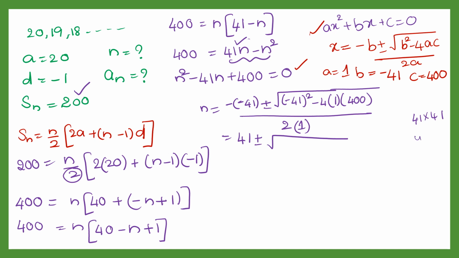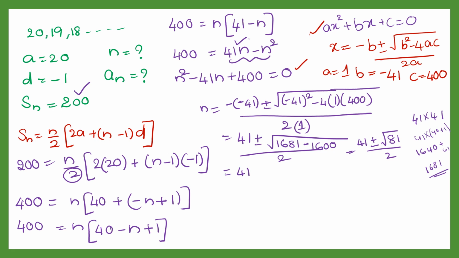What do you get? First do 41 into 40 plus 1, 1640 plus 41, so you get 1681. 41 into 41 is 1681. 1681 minus 4 into 4, 16, so 1600 by 2. You get 41 plus or minus root of 1681 minus 1600, you get 81 by 2. That means 41 plus or minus root 81 is 9 by 2.